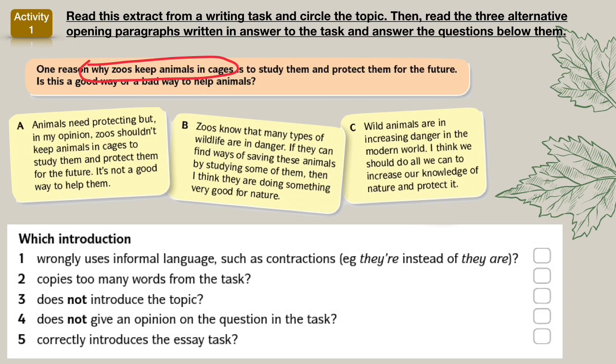B. Zoos know that many types of wildlife are in danger. If they can find ways of saving these animals by studying some of them, then I think they are doing something very good for nature. And C. While animals are in increasing danger in the modern world, I think we should do all we can to increase our knowledge of nature and protect it.